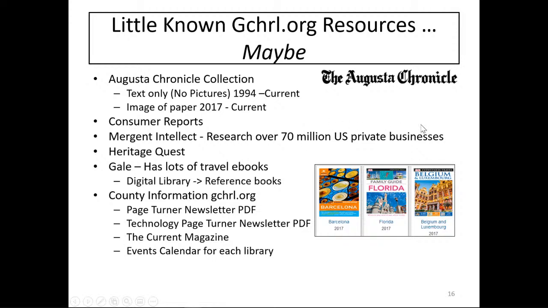So let's talk about little known resources at gchrl.org. Okay, maybe you know about them, maybe you don't. We have our Augusta Chronicle collection. Currently, it's text only, no pictures, 1994 to current. The image versions of the paper are 2017 to current. So we do actually have access to that.